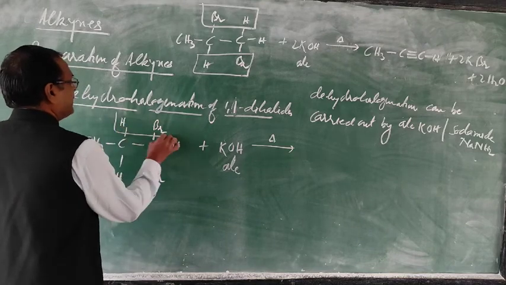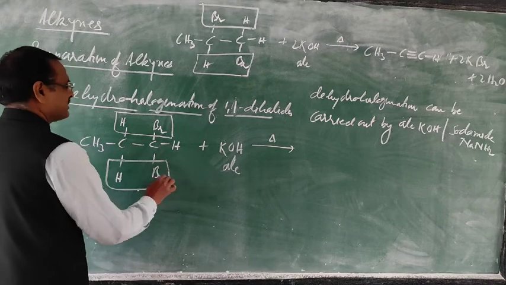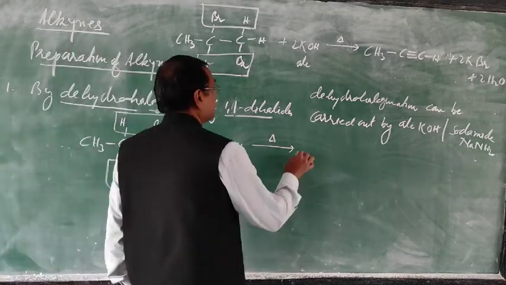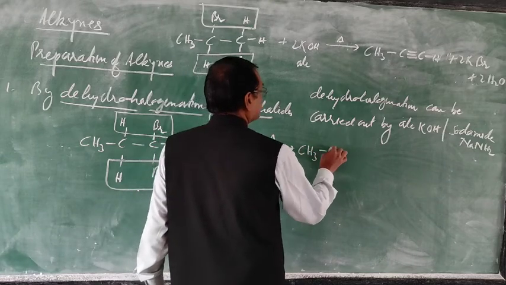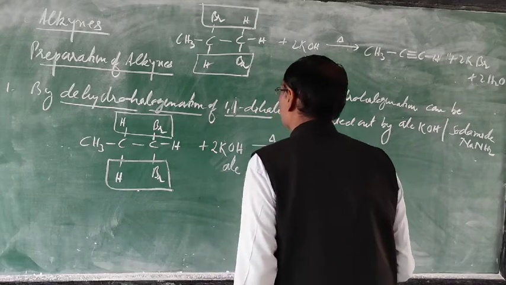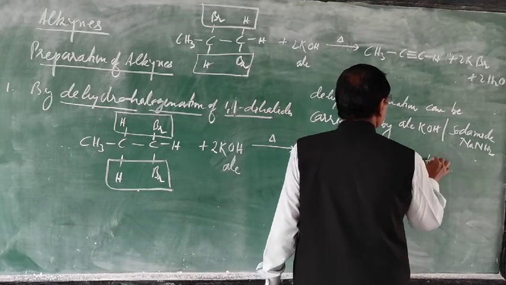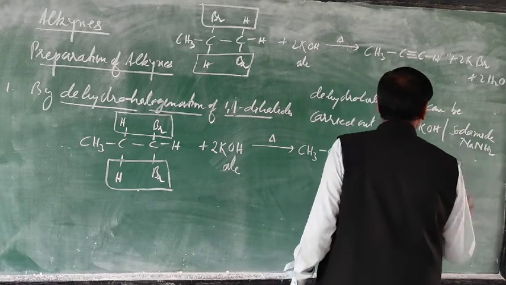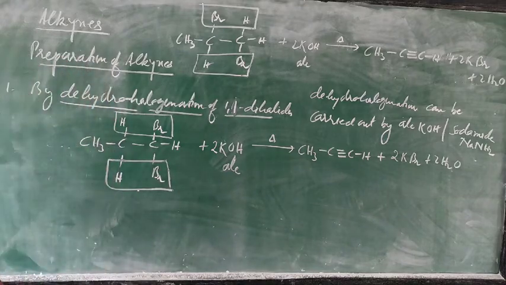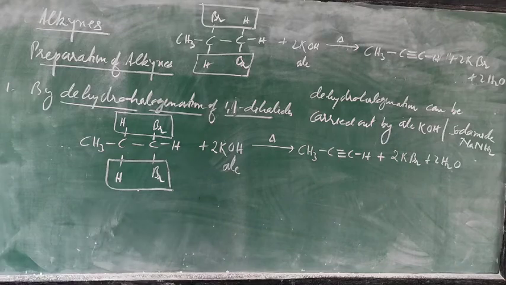So this HBr is removed, here also HBr is removed, so you take 2 KOH. This will form CH3, C triple bond CH, plus 2 KBr plus 2H2O. In this way you can get propyne. So this is the dehydrohalogenation of 1,1-dihalides.